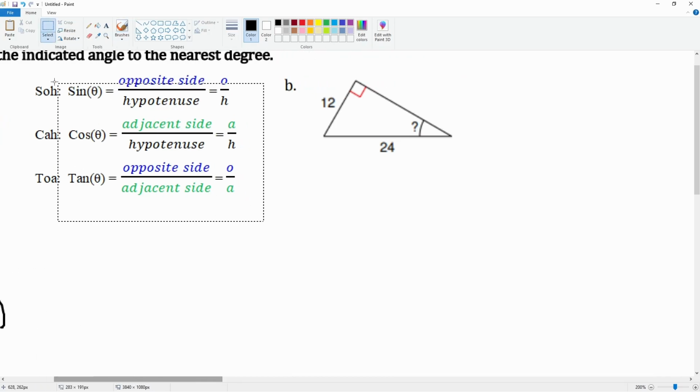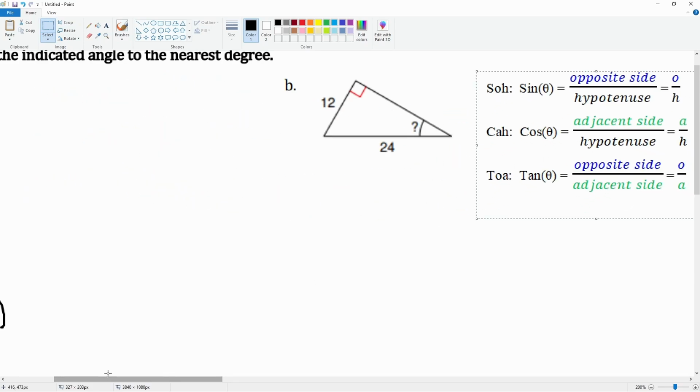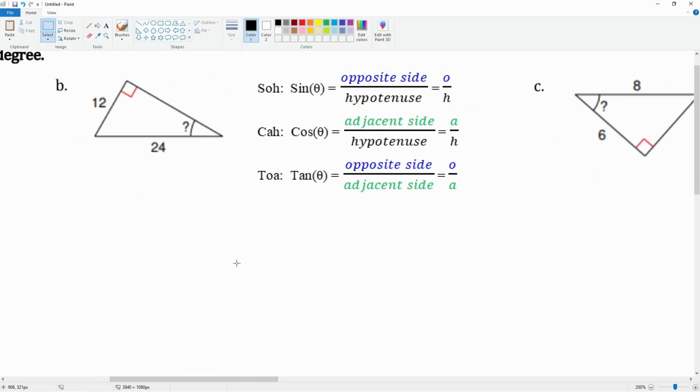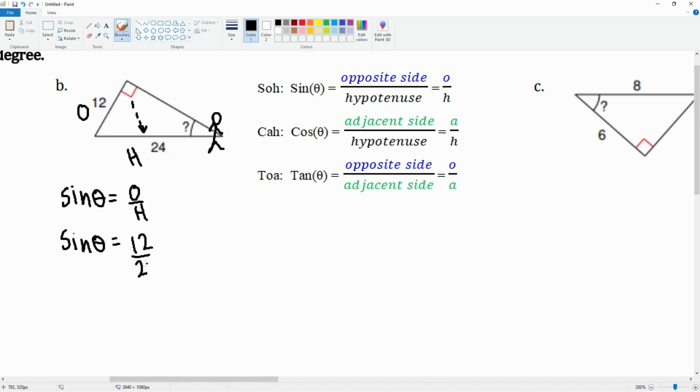So now let's do B. Same process, we draw our person so we can label which one is it. So this is opposite to the 90, so this is hypotenuse. This is the farthest away, so it's opposite. So that would be sine. So sine of theta is equal to opposite over hypotenuse. Sine of theta is equal to 12 over 24.